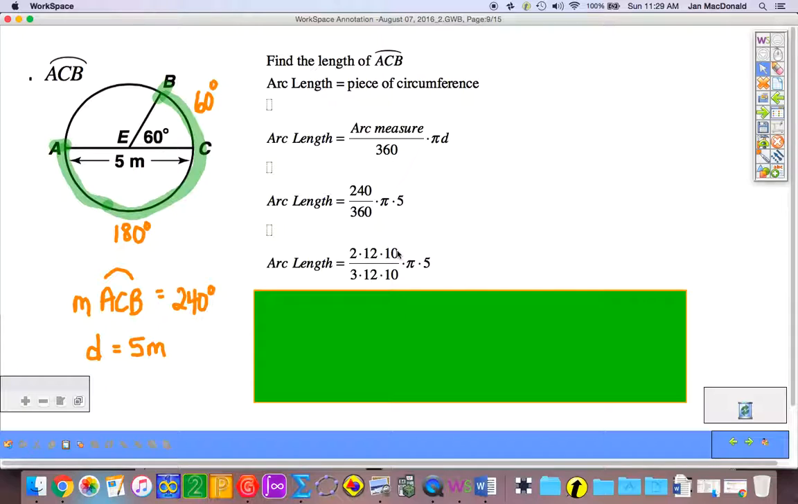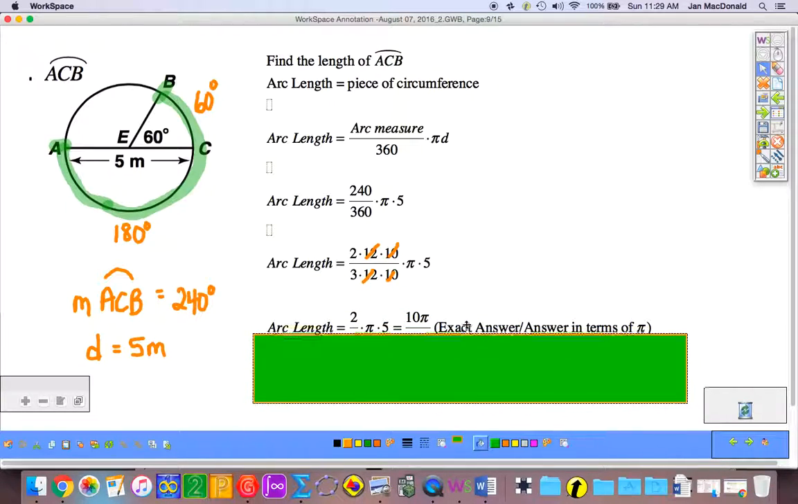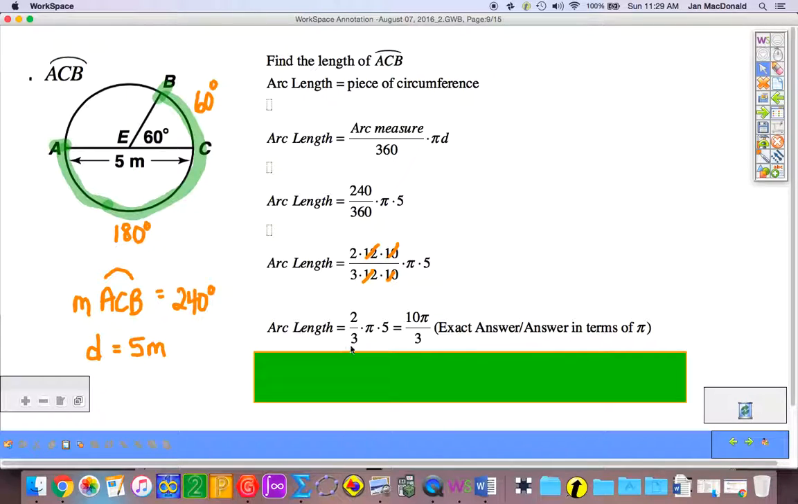So here's our common factors of 10. 10 goes into itself once. Here's our common factor of 12. And we're left with 2/3 times pi times 5. 2/3 times pi times 5 would just be 2 times 5, which is 10 times pi, because we multiply straight across in the numerator, divided by 3. This is called our exact answer, or our answer in terms of pi.